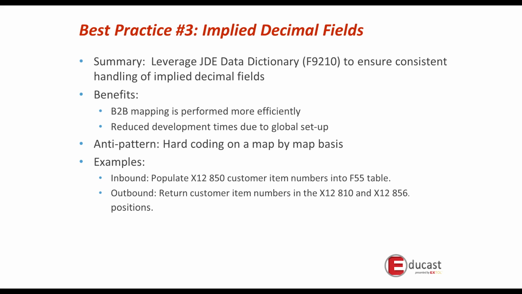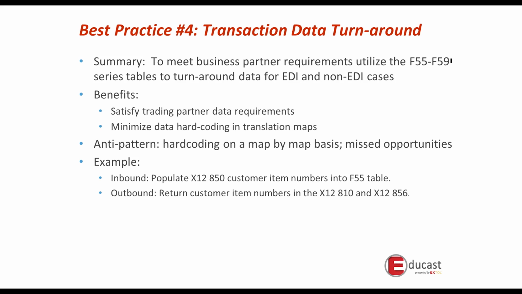Moving to the next slide, please. We're going to be looking at transaction data turnaround. A best practice that we use all the time would be to utilize JD Edwards secondary and tertiary tables that data analysts can create, which would be the F55 through F59 series tables.